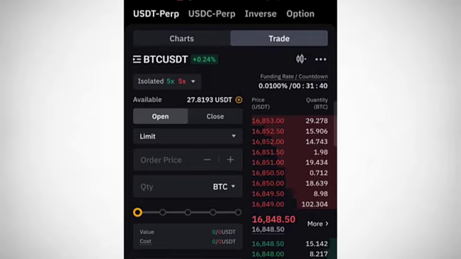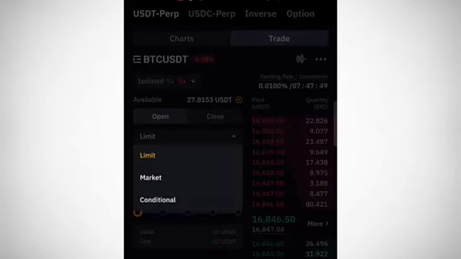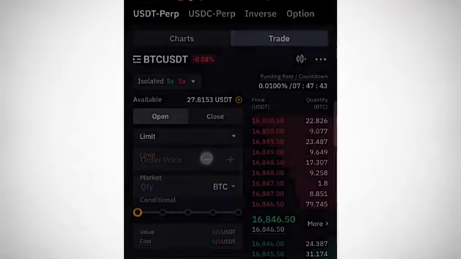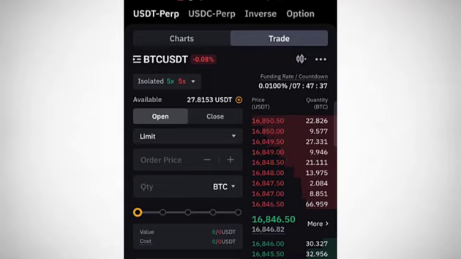So with that, after we've selected our leverage, next you see open, then you see limit. When you click on limit, you see limit, market, and conditional. These are the 3 different types of orders you can set on Bybit. Let's start with limit. A limit order is an order where you decide the price at which you go long or short. Let's say I put $16,000 here. If I put 16,000, it means I'm deciding to go long or short if BTC gets to 16,000.